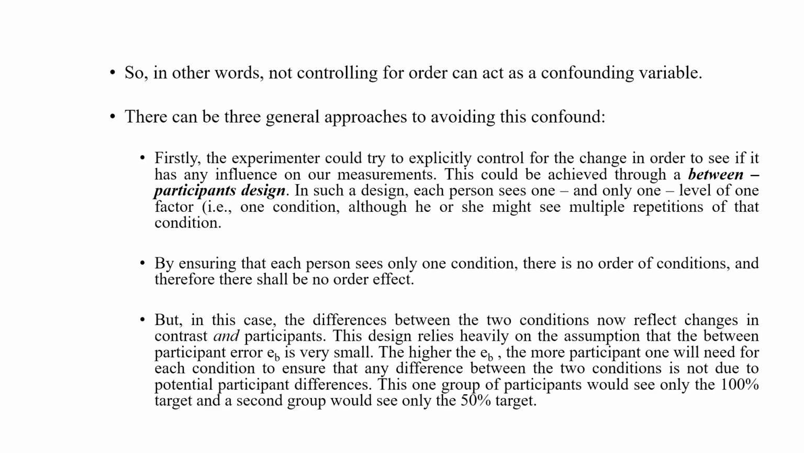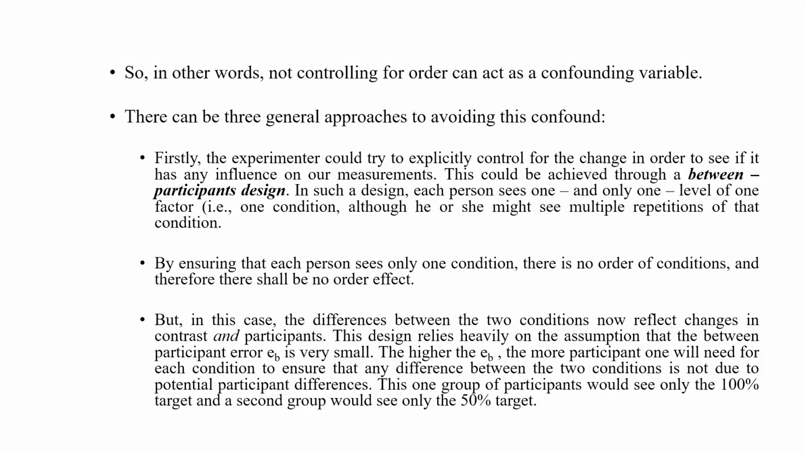So, one person is seeing just 10%, 10%, 10%, the other person is seeing only 20%, 20%. Then you compare these two people, or these two groups of participants. By ensuring that each person is seeing only one condition, there is no order of conditions and therefore no order effect. So it is not the ABBA kind of thing; it is one group seeing just the A, the other group seeing just the B, and you are comparing between the A and the B.